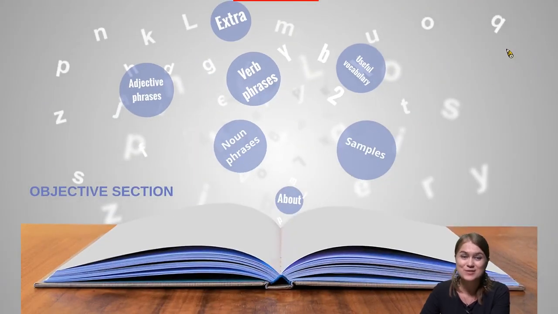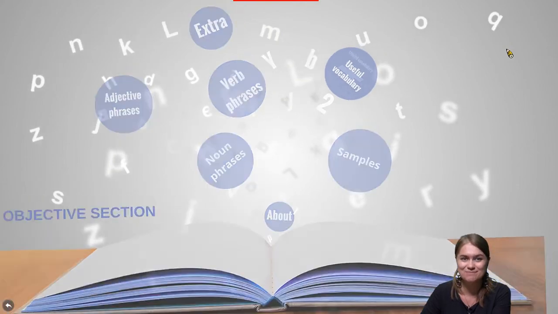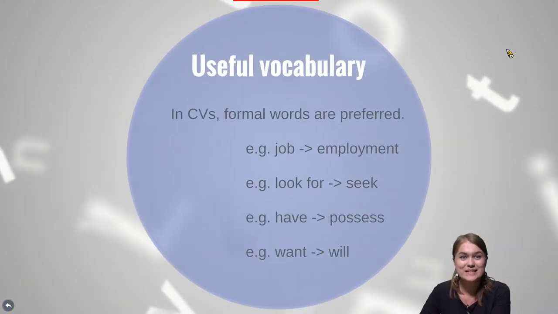Let me introduce some useful vocabulary that you can use in your CVs. Typically, CVs require formal words. They are preferred over simple words. So instead of using job, we will try to use a more formal word, employment. Instead of look for, we will use seek. Instead of have, possess. And instead of want, will. Formal words like this, and to enhance your CV vocabulary, you can always go to our Microsoft Teams classroom and find their flashcard sets so you can practice these words.